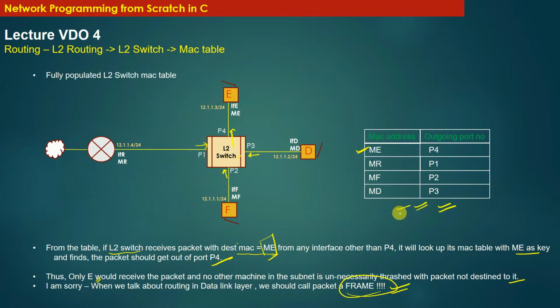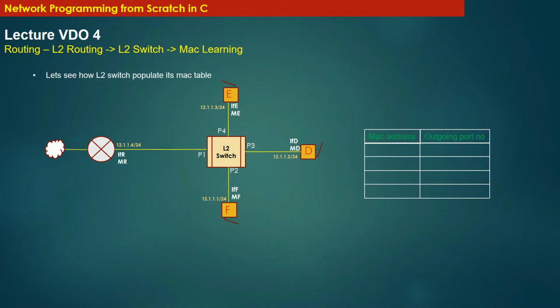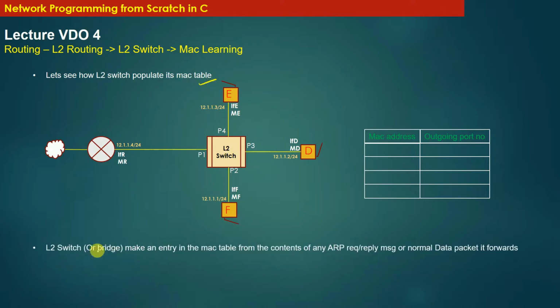Now we need to learn how this MAC address table is populated, that is, who installs the entries in this MAC table and how these entries are installed. The L2 switch does a process called MAC learning. It is through the process of MAC learning that the entries in the MAC table are inserted by the L2 switch. Let's see how.